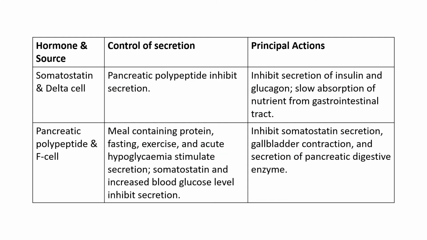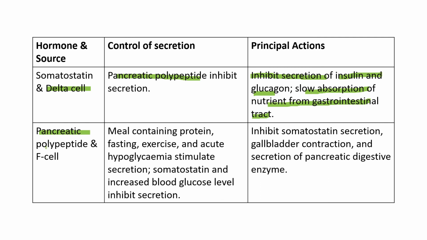Next, somatostatin is a hormone secreted by the delta cell, and it is inhibited by pancreatic polypeptide hormone. It inhibits the secretion of insulin and glucagon. It also slows the absorption of nutrients from the gastrointestinal tract, so nutrients are not absorbed from the intestine.